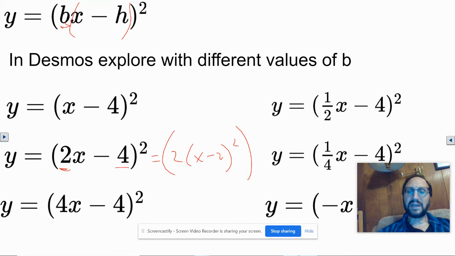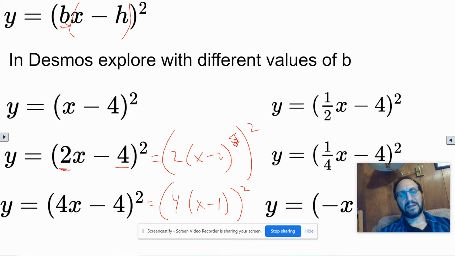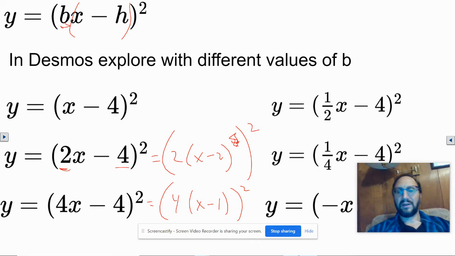And then you could see that it's a horizontal dilation by a factor of 2, which is really 1/2. We'll see that in a second, which is a shrink. And this one is going to the right 2. This one, if we take out the 4, we end up with seeing, wait a second, where's the squared business? That's on the outside. Sorry about that. And this one, we see that 4 is the dilation and x minus 1 is the shift.